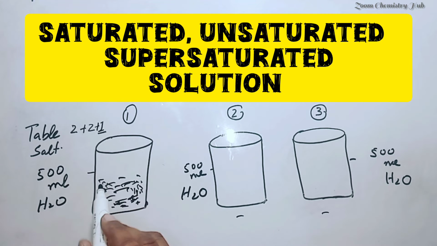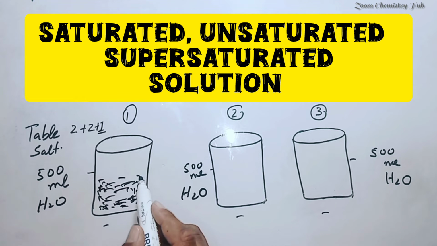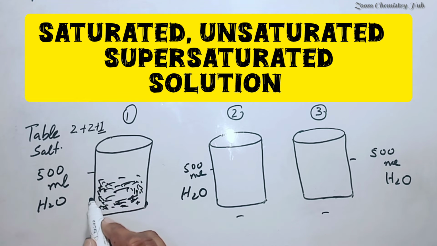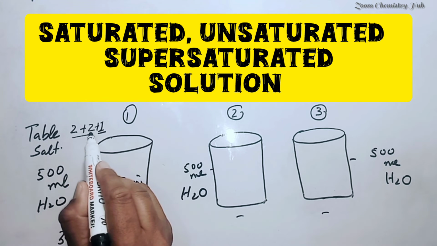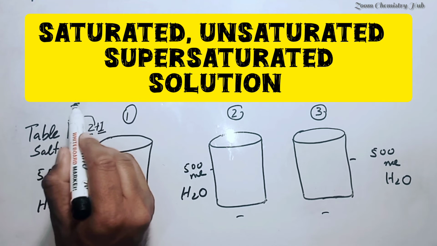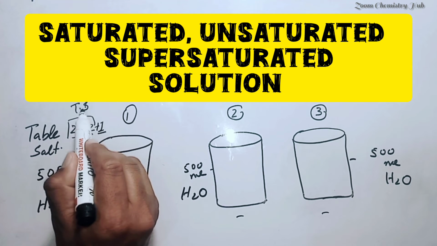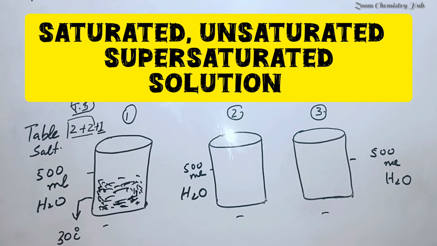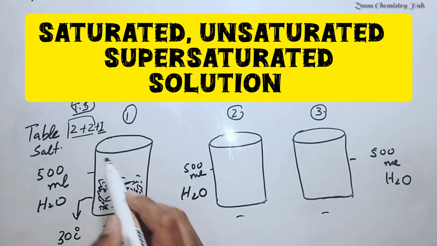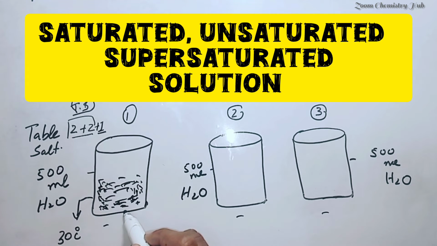So these three beakers have a particular temperature, for example, we are supposing that these three beakers have a temperature of 30 degrees centigrade or room temperature. At room temperature, the 4 tablespoons are dissolved and the next spoon of the table salt will not dissolve in that water. So this solution is called saturated solution.